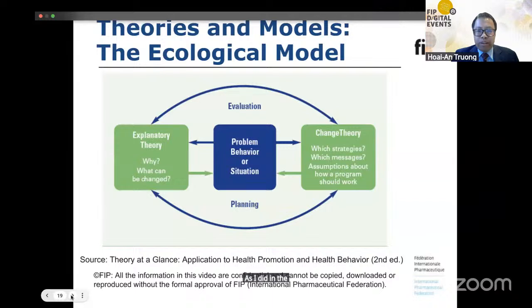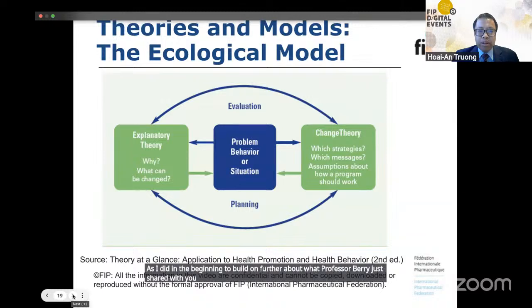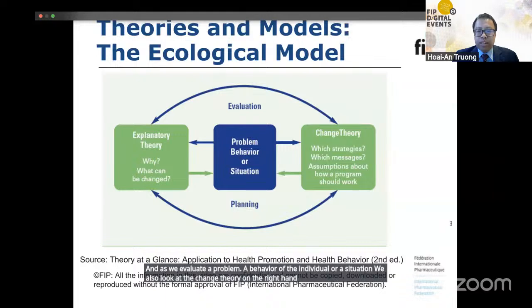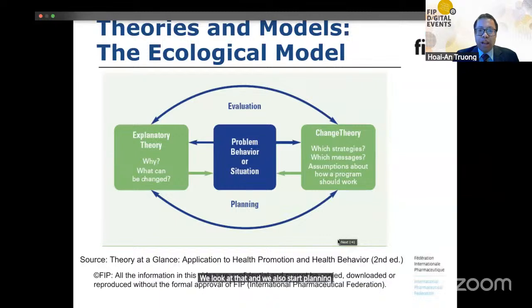To build on further what Professor Barry just shared with you, I have some visual image here. There are different types of theory. On the left-hand side, what we have is explanatory theory, to explain why something happened and what can be changed about it. And as we evaluate a problem, a behavior of the individual or a situation, we also look at the change theory on the right hand. What are some strategies, some messages, making assumptions about how a program should work. We look at that, and we also start planning to have a program to address the certain problem behavior.